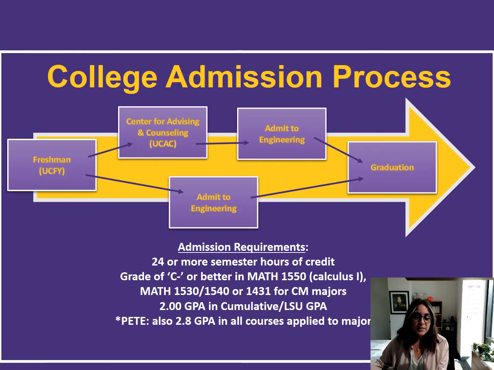Until you meet those requirements, if you're still a freshman, you're going to be in the College of UCFY. Once you meet those requirements, you will automatically roll into the College of Engineering. If you are not a freshman any longer, so if you've passed your 2 first semesters and you still don't meet the admissions requirements, that's okay. You'll just go to be housed in what we call UCAC, the Center for Advising and Counseling. You will just kind of hang out in there. That's going to be where you are housed until you meet the requirements, and then you will be admitted to engineering. And once you're in there, that's going to be your senior college. We will be your specific advisors until you graduate.